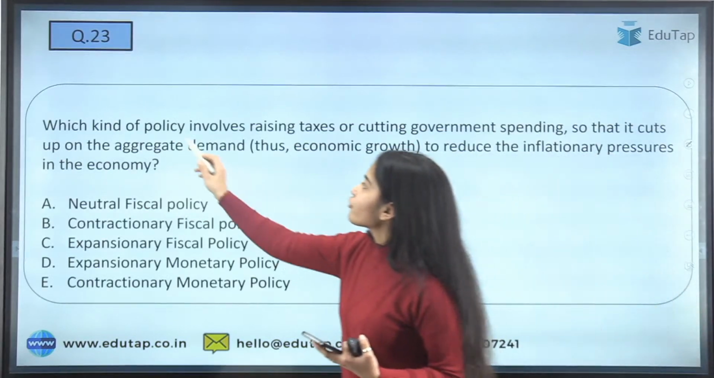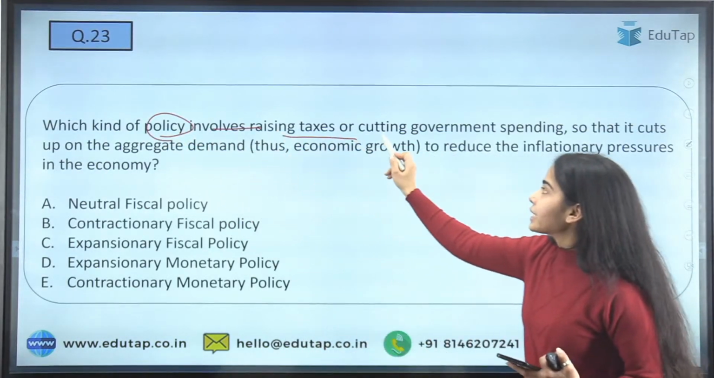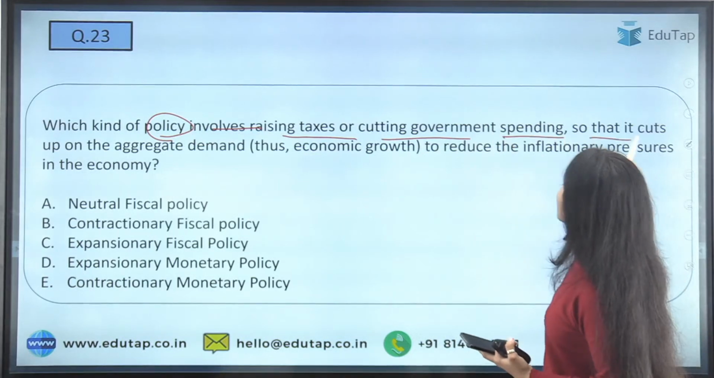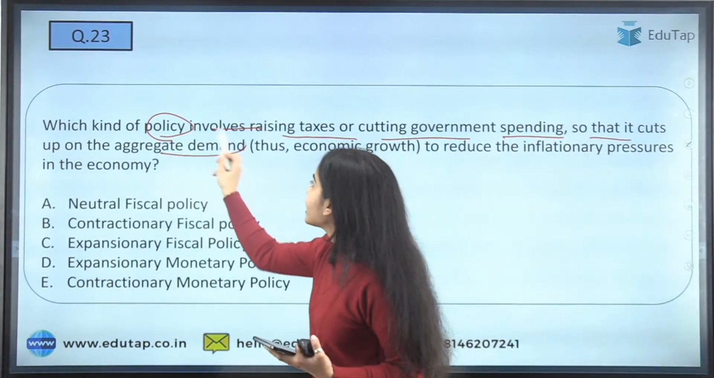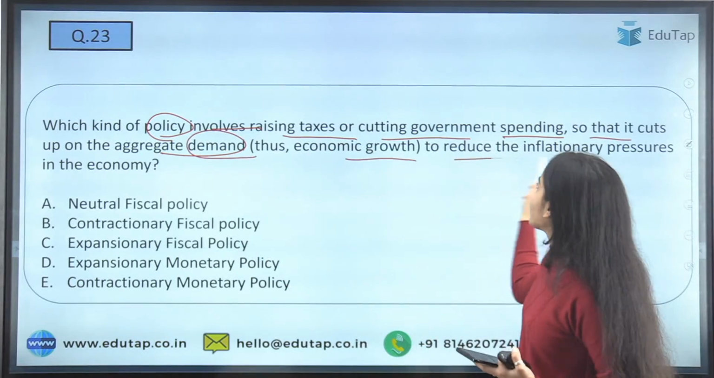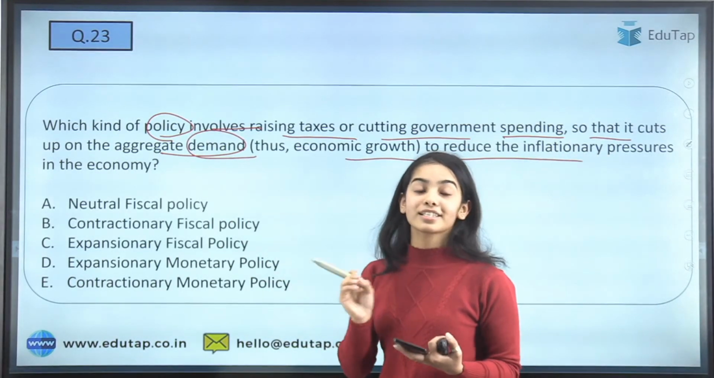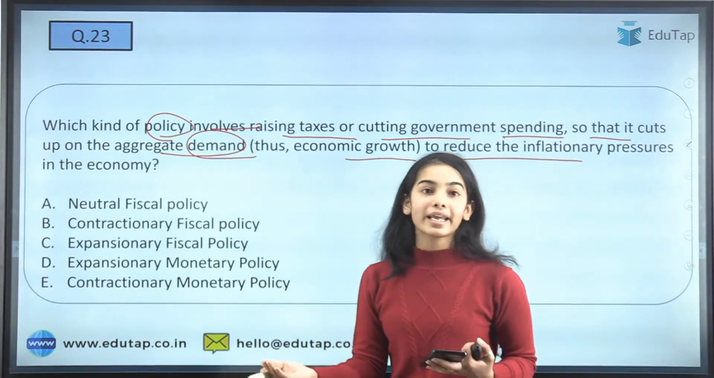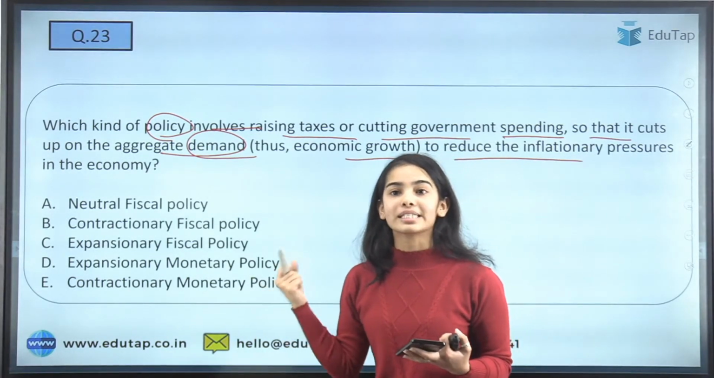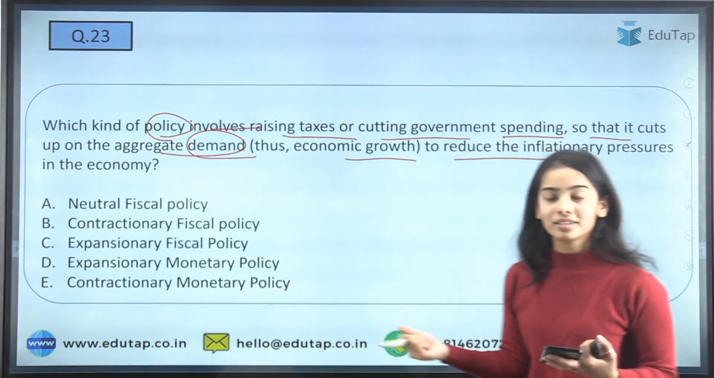Next is, which kind of policy involves raising taxes or cutting government spending so that it cuts the aggregate demand, thus economic growth, to reduce the inflationary pressure in the economy? This is again an easy question, and the first line itself tells what kind of policy it is. Okay, try to answer this one.